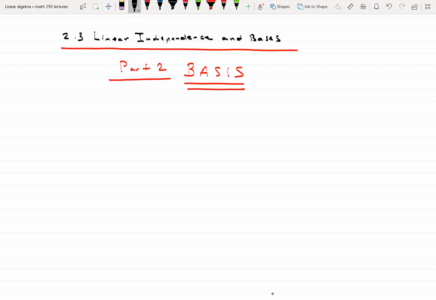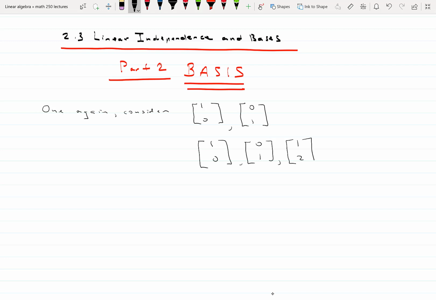Once again, let's consider two spanning sets for R2. We've looked at these sets before in great detail in part 1. The set containing the column vectors 1, 0 and 0, 1, and also the set containing those two vectors, 1, 0, 0, 1, but also 1, 2. We observed that both of the sets span R2. Every point in R2 can be written as a linear combination of either the first two vectors, 1, 0, and 0, 1, or the three vectors from the set that contains those two vectors plus that additional vector.